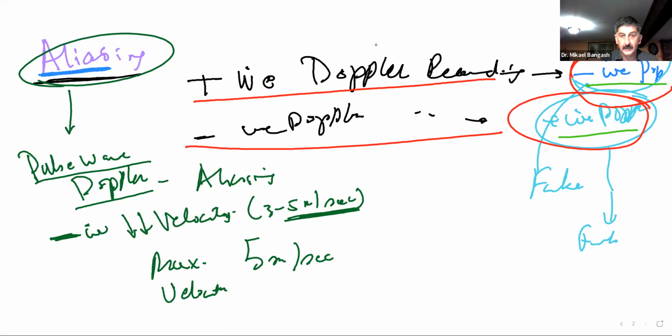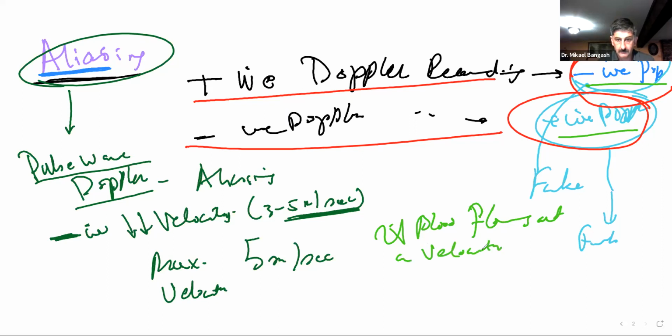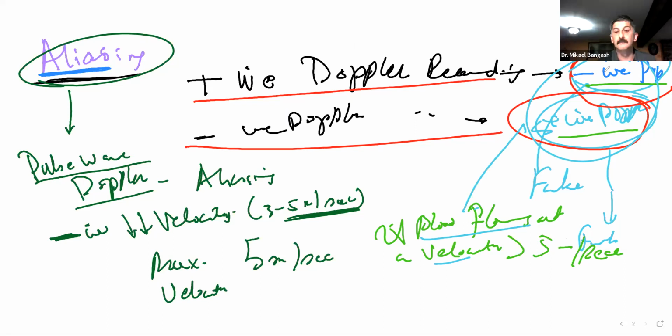Okay, but if blood flows at a velocity that is greater than 5 centimeters per second, then that extra velocity is going to become recorded as either a false negative or a false positive velocity, which will be called aliasing.